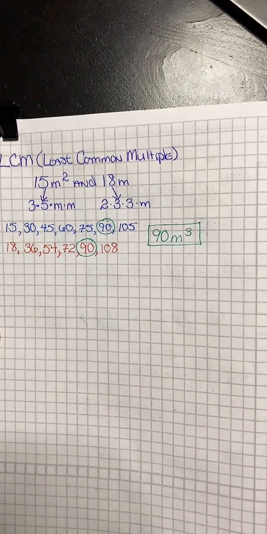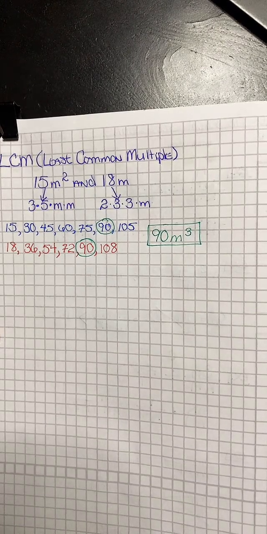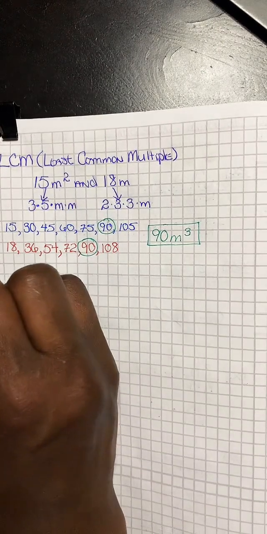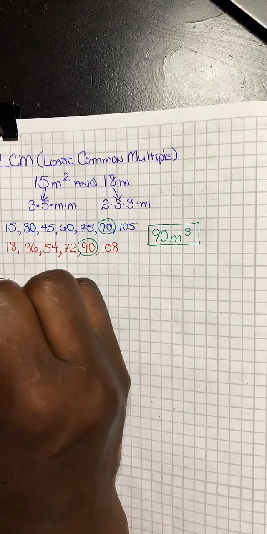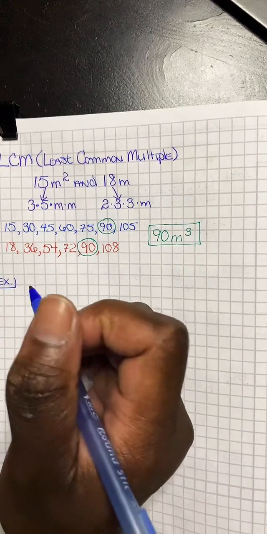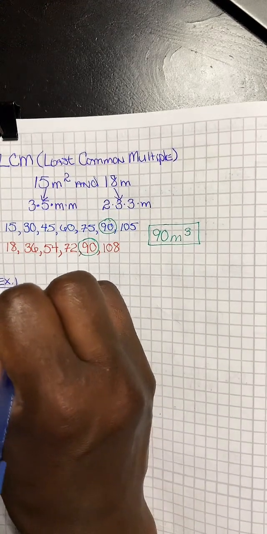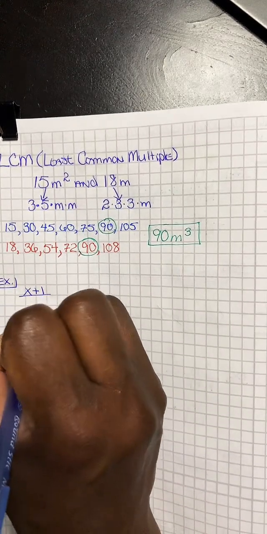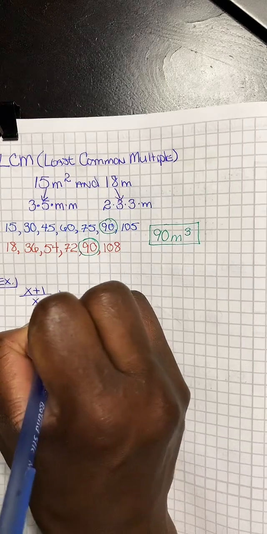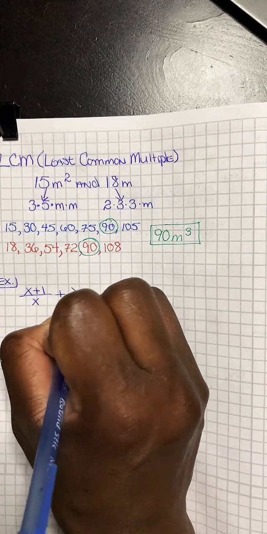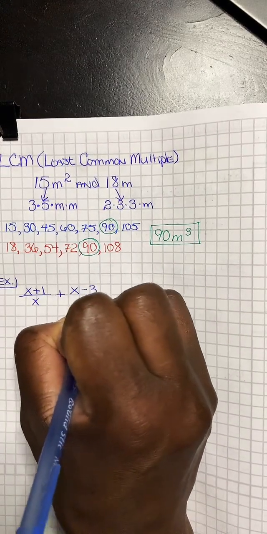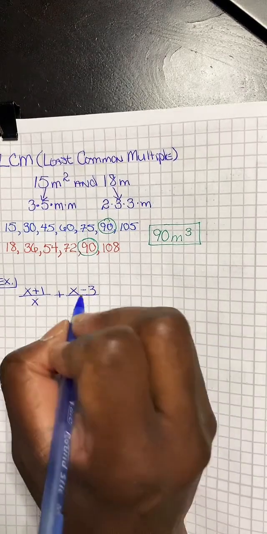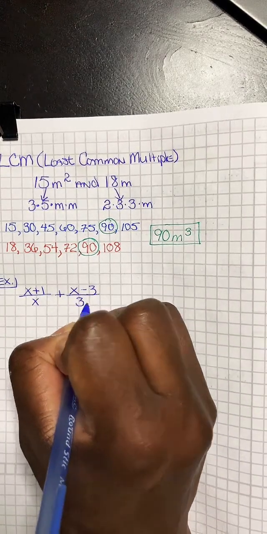So let's say we have x plus 1 over x plus x minus 3 over 3x.